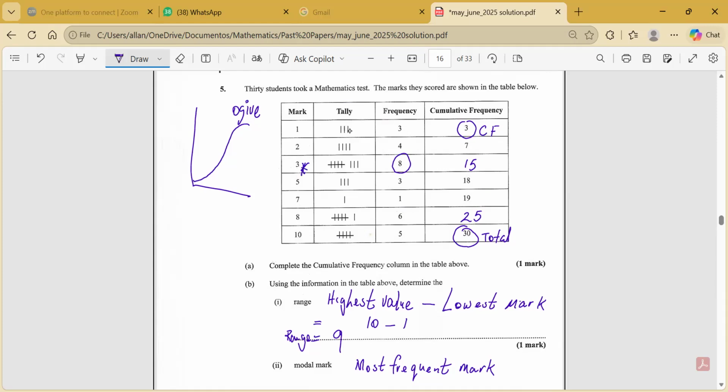Right? So the tally tells you about the mark. The frequency tells you about the mark. The cumulative frequency tells you about the mark. Everything is about the marks that the person got in the test. Notice I said 30 students, and that's the total here. Right? So there are 30 students. And I'll explain a little more about it when we get to the median.